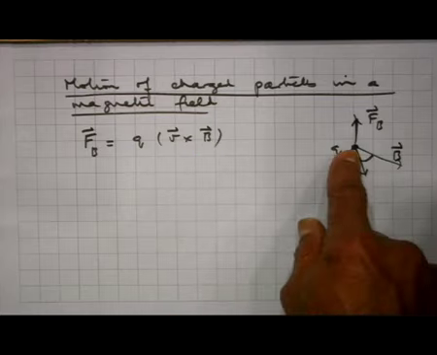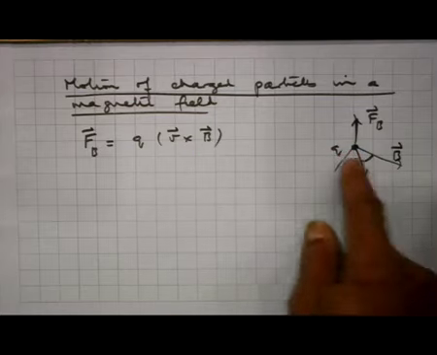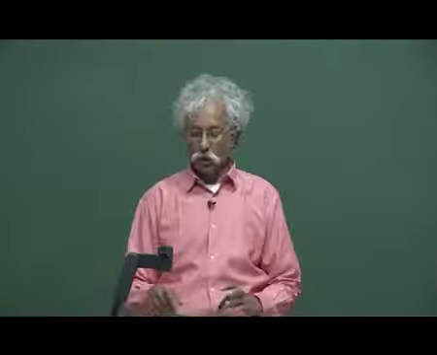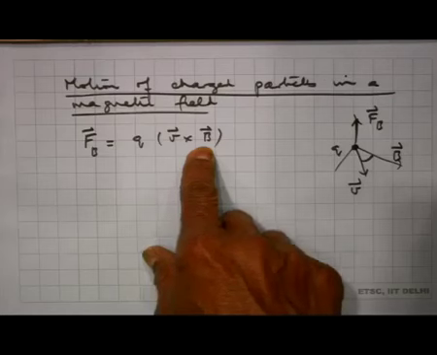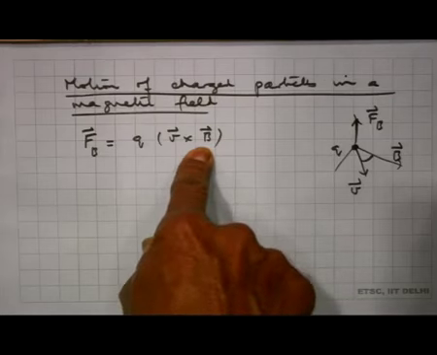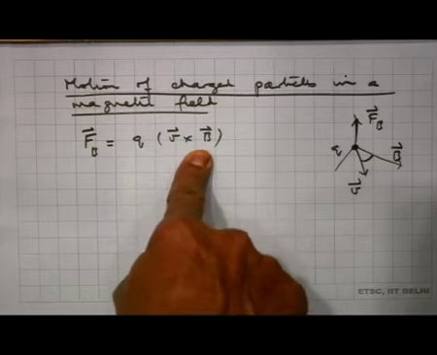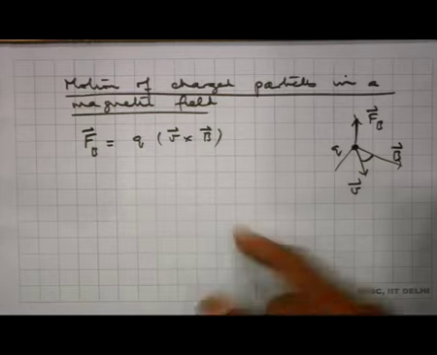So, here with the positive charge particle, the force is along this direction, and please remember the force is always perpendicular to both the velocity and the magnetic field. Very different from the case for an electrostatic field, where the force was either along the direction of the electric field or opposite to the direction of the electric field.